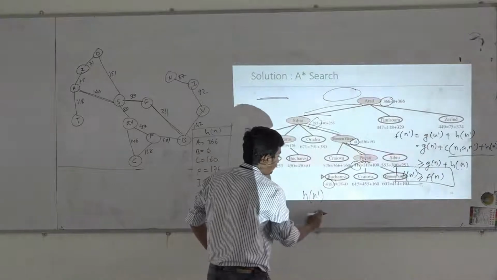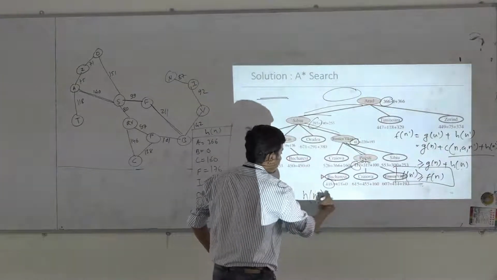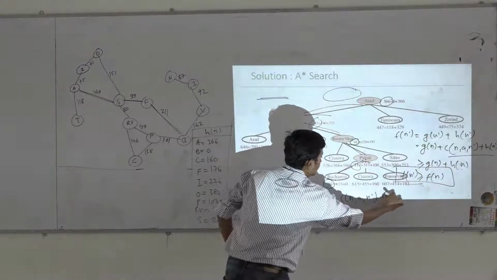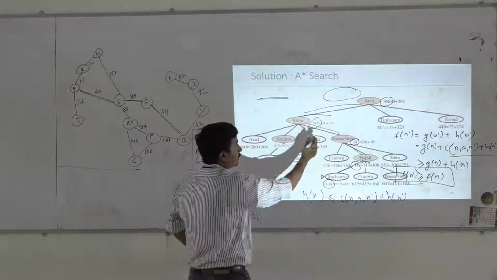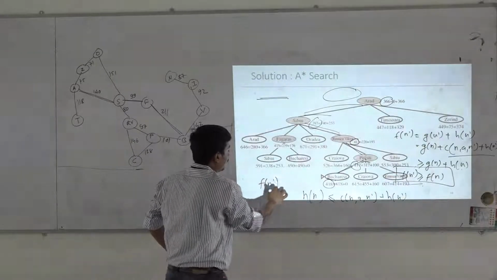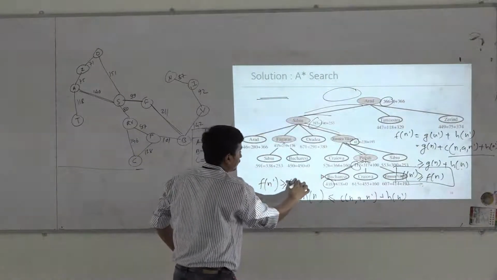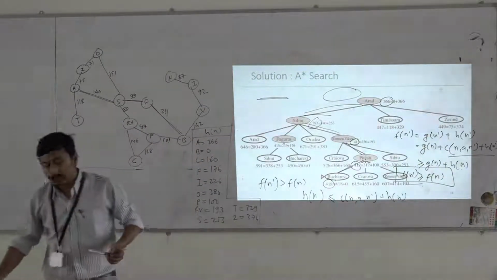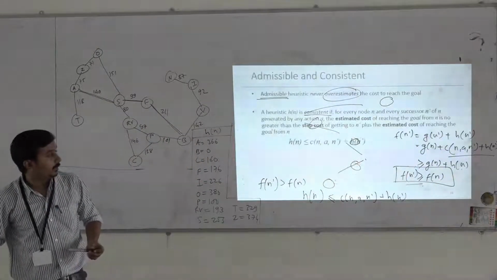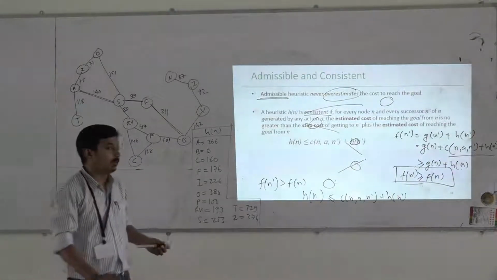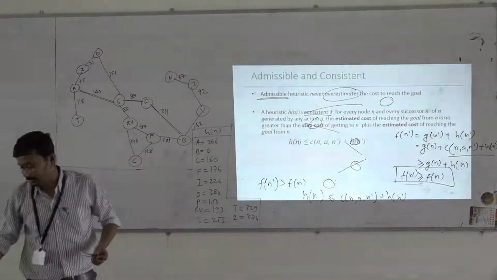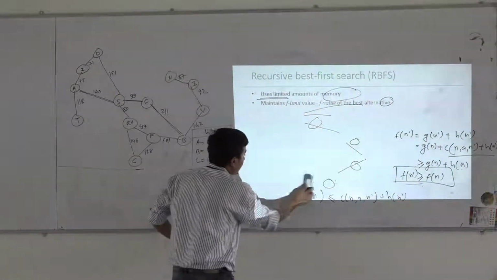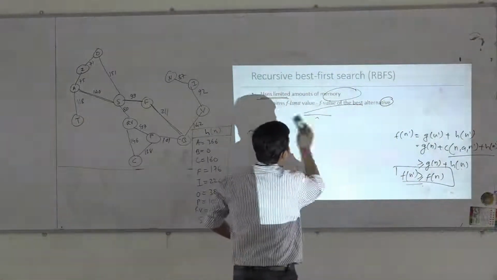If your heuristic function doesn't follow this inequality, that is, h of n should be less than or equal to c of n, a, n dash plus h of n dash, this will not be guaranteed. That's why it should follow that triangle inequality property. If it follows, it will be consistent and our graph version will be optimal. So these conditions are putting restrictions on our heuristic function.